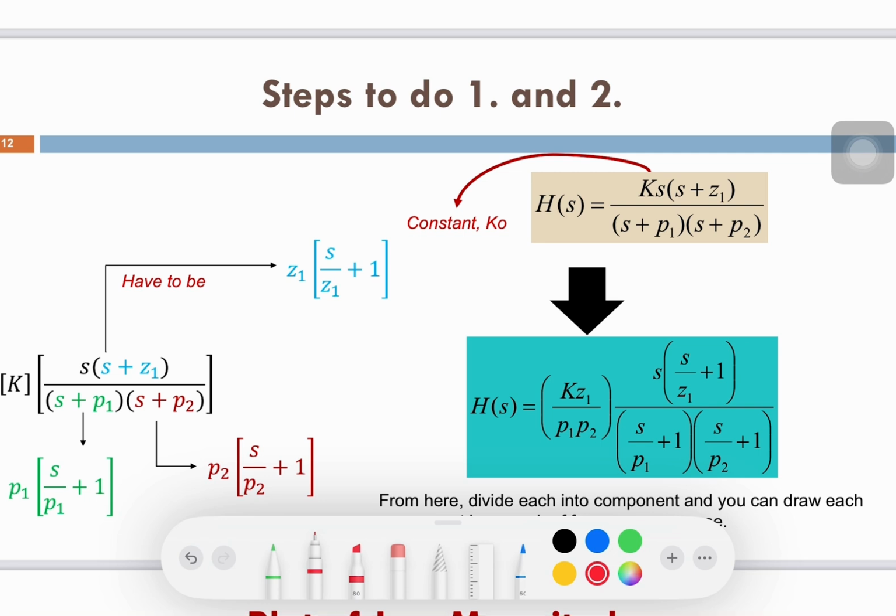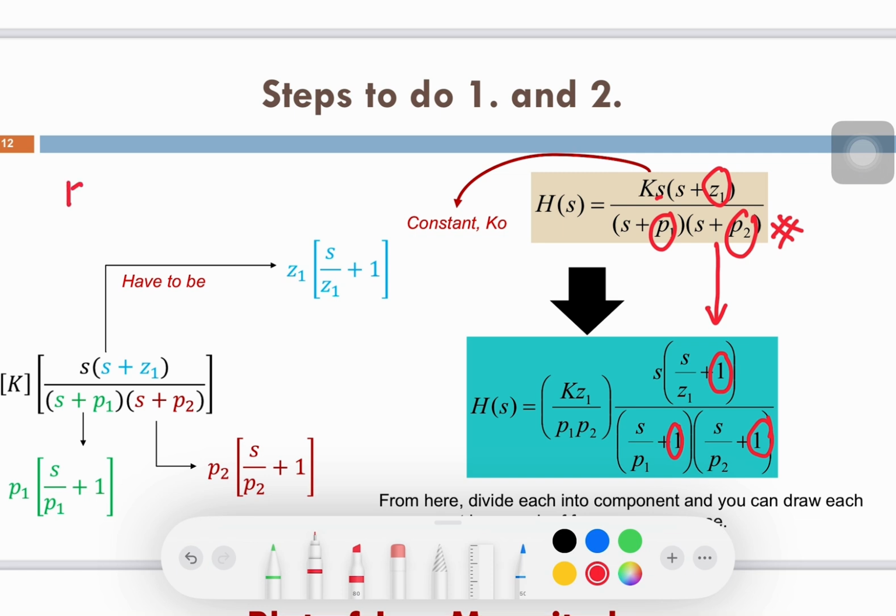is transform the given transfer function into this form. In other words, you have to make sure that the Z1 and P2 terms become 1, and P1 becomes 1 as well. So you have to bring out, divide by S1, Z1. Let me give you an example, maybe it's not so easy to see.